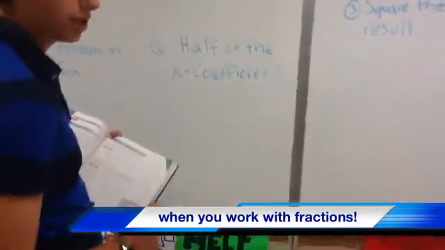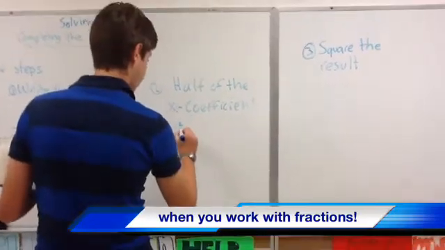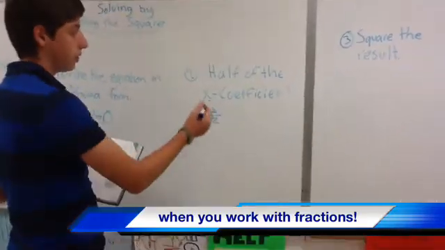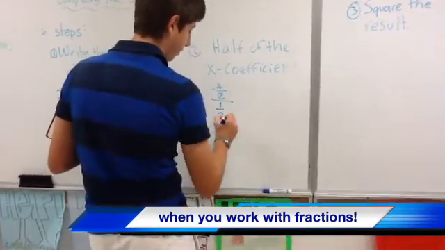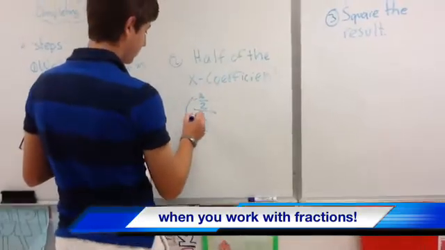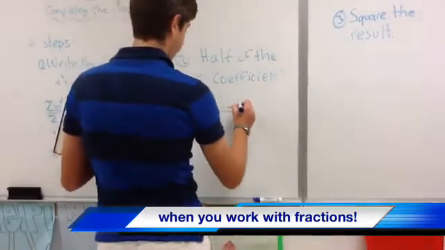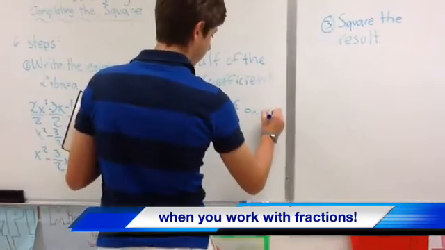Now let's pass to the second step. Half the x coefficient. If you see here, the x coefficient was negative 3/2. You gotta take the sign before. So if you half it, you're getting it divided by 2. So you apply the multiply-by-the-reciprocal step. You multiply this and this, and you get negative 3/4.